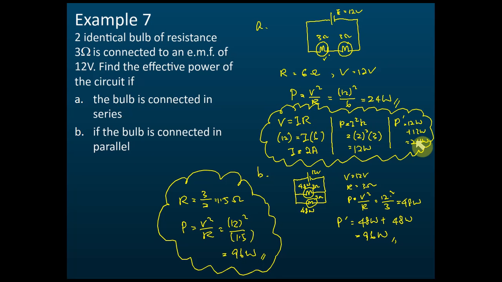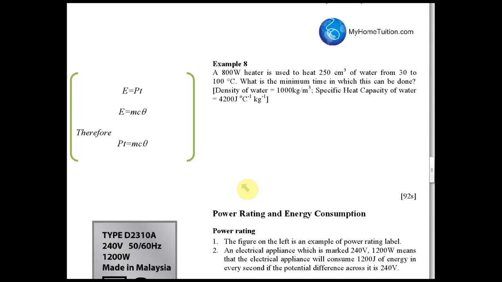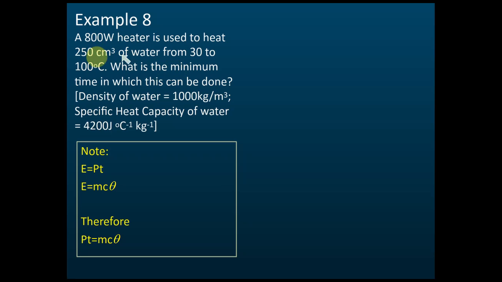Example 8, this is for us to calculate how much time is needed to heat water, from one temperature to another temperature. An 800 watt heater is used to heat 250 centimeter cubed of water from 30 to 100 degrees Celsius. What is the minimum time in which this can be done?